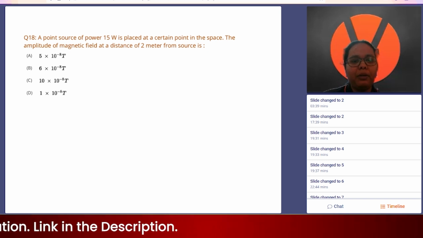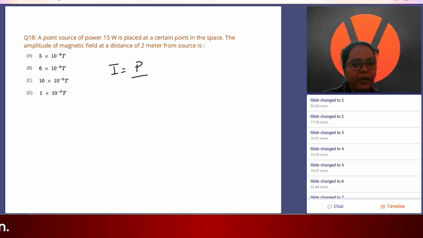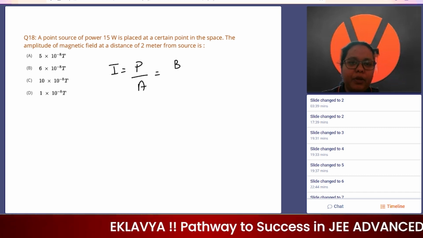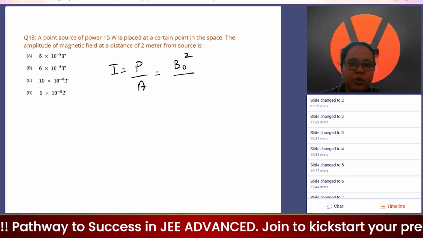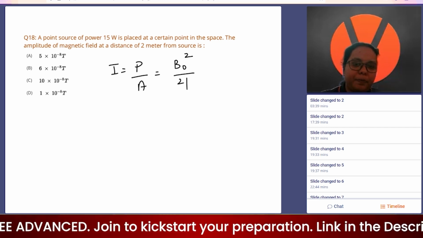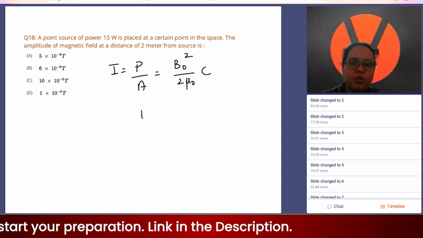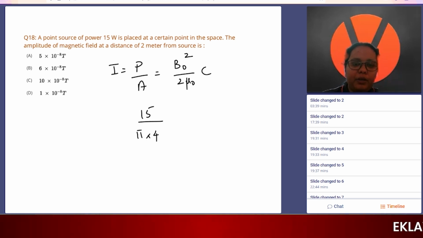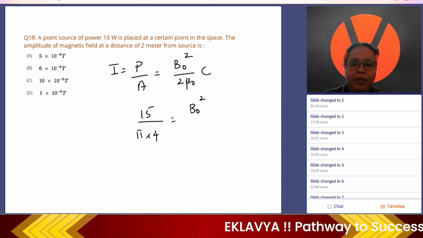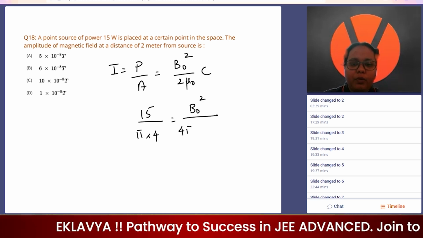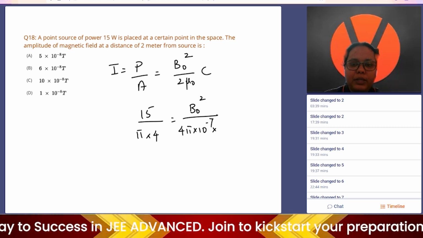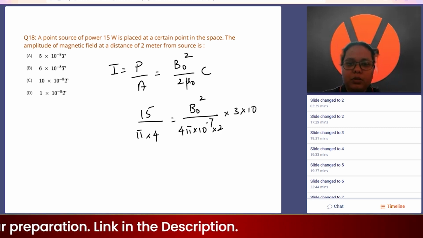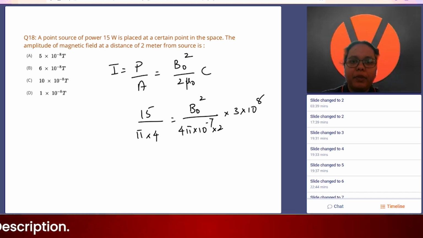So what is the formula we know for intensity? It is power by area. Now I'm just going to equate this to the peak value B naught square divided by 2 mu naught into c. So the power value they mentioned, 15, divided by 4 pi r square, so pi into 4, which is going to be B naught square divided by 4 pi into 10 power minus 7 into 2 into 3 into 10 power 8.